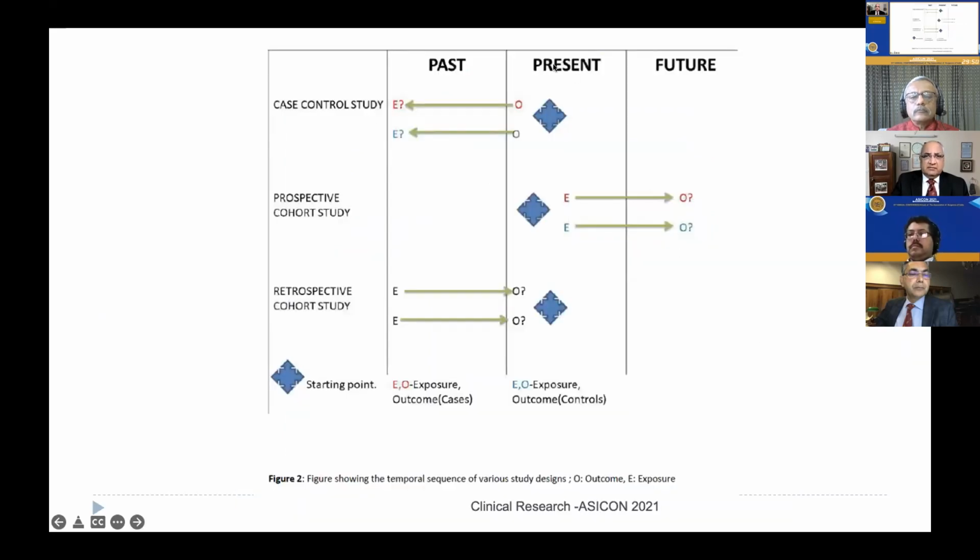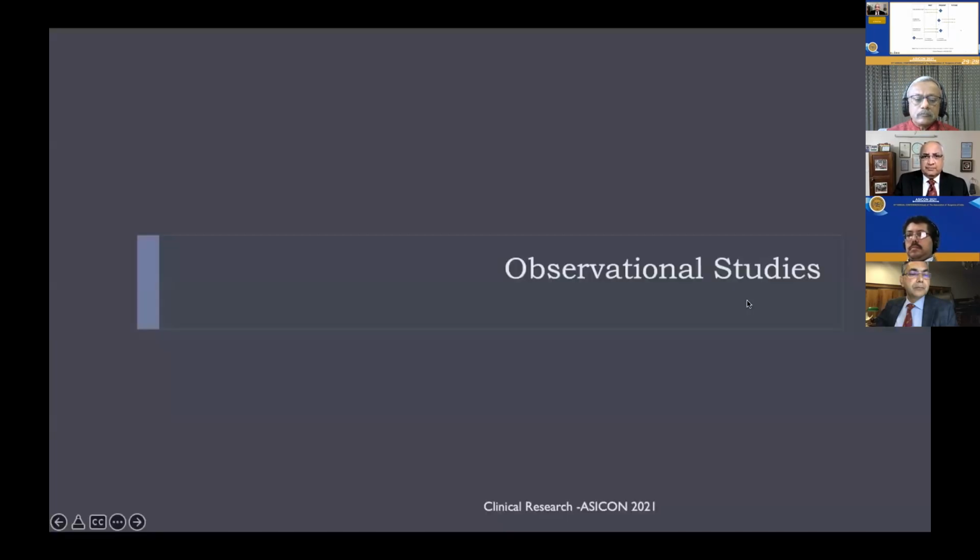And here, if you see, this is the investigator. In a case control study, it's a retrospective study: the investigator is in the present and the study is done in the past. When we talk about a prospective cohort study, the investigator is in the present, and the study is done in the future. In a retrospective and prospective cohort, the investigator is in between. You have some component in the past and some component in the future.